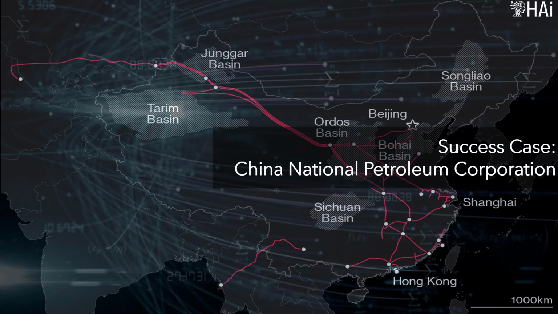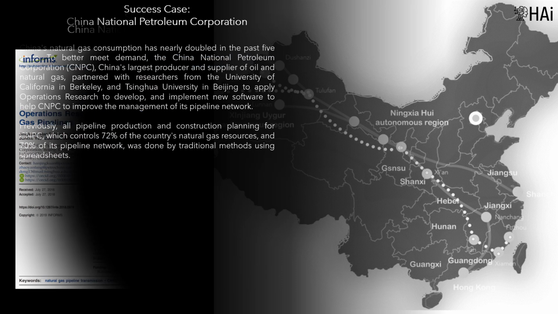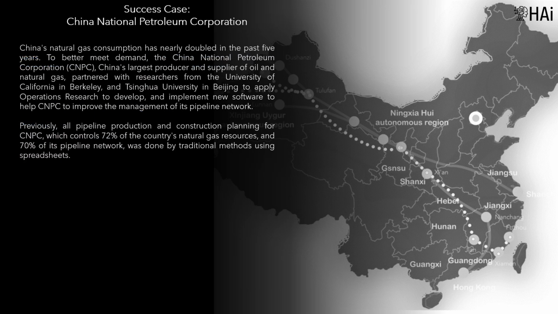Success case, China National Petroleum Corporation. The paper Operations Research Enables Better Planning of Natural Gas presents the use of mathematical optimization models for pipeline planning. China's natural gas consumption has nearly doubled in the past 5 years. To better meet demand, the China National Petroleum Corporation, CNPC, China's largest producer and supplier of oil and natural gas, partnered with researchers from the University of California in Berkeley and Tsinghua University in Beijing to apply operations research to develop and implement new software to help CNPC improve the management of its pipeline network.